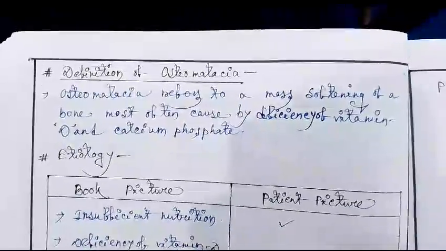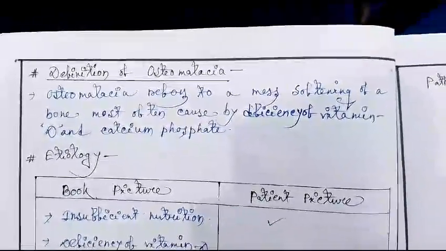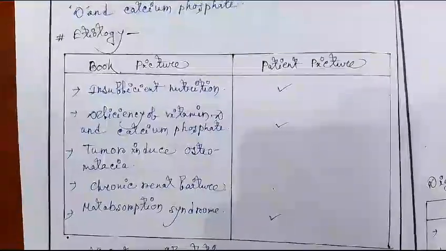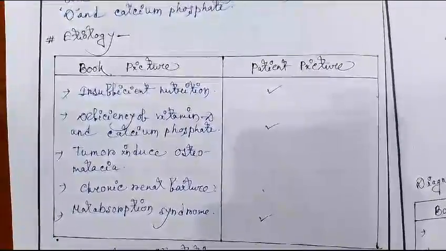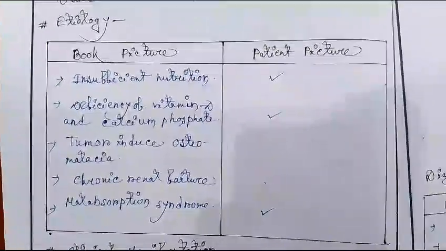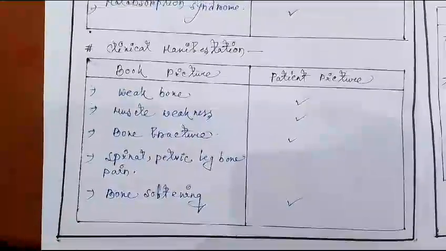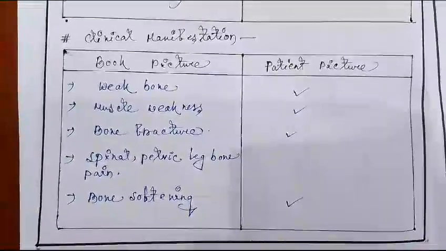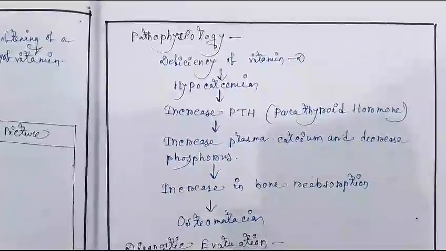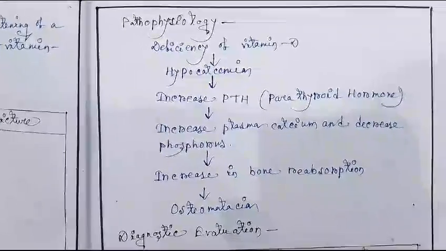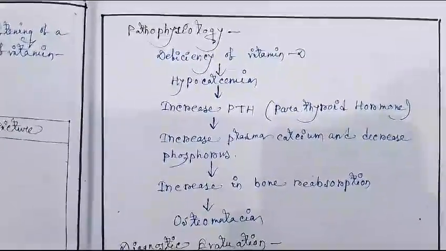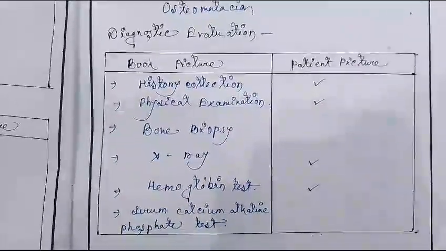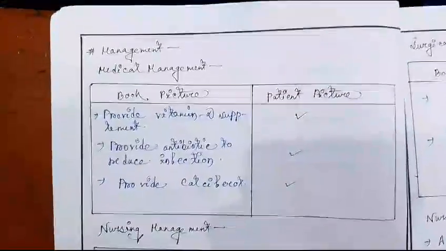Then we write the definition of osteomalacia. Then we write the etiology of osteomalacia. Then we write the clinical manifestation of osteomalacia. Then we write the pathophysiology of osteomalacia. Next we write the diagnostic evaluation of osteomalacia. Then we write the management.